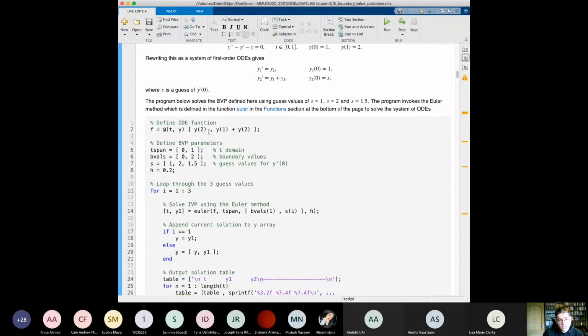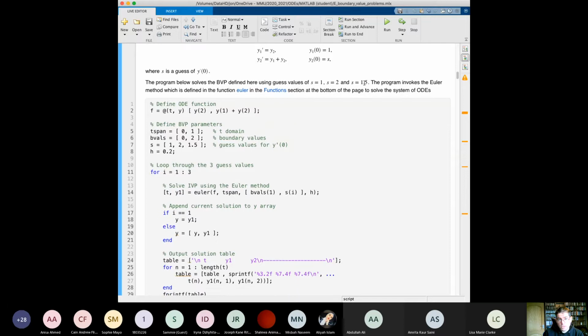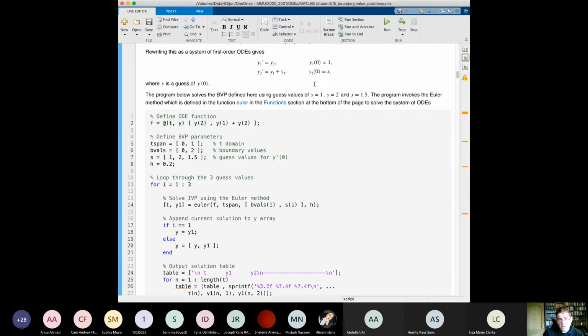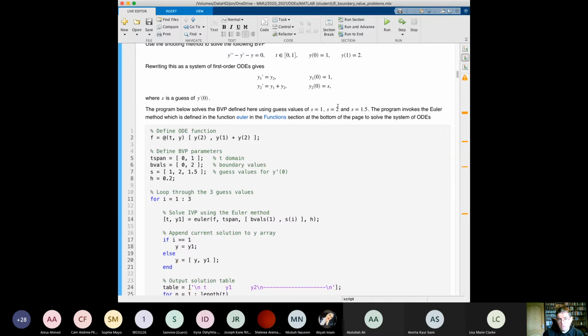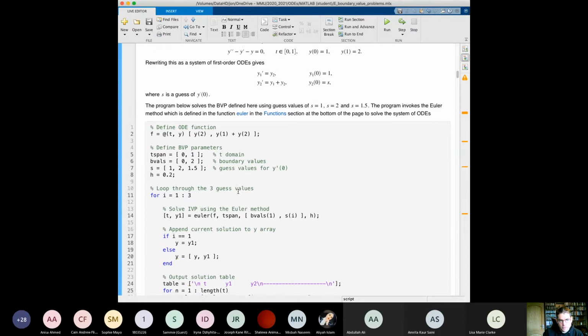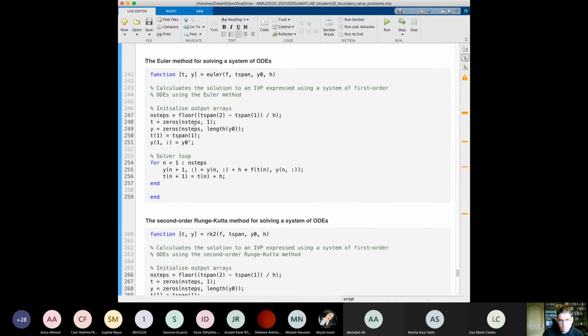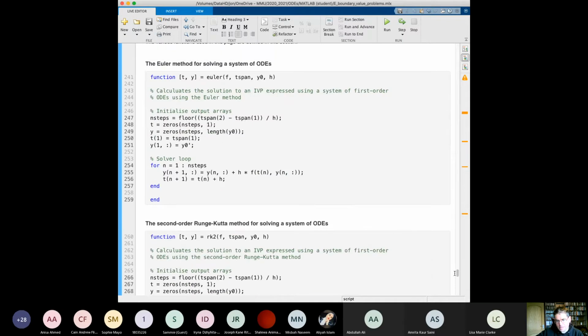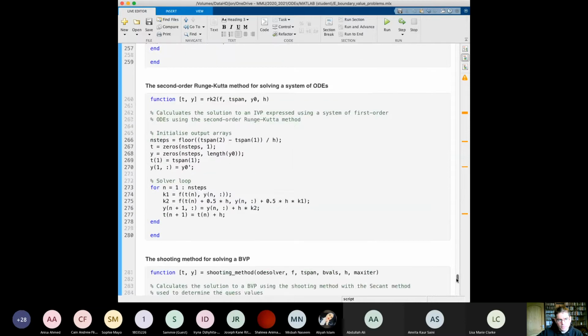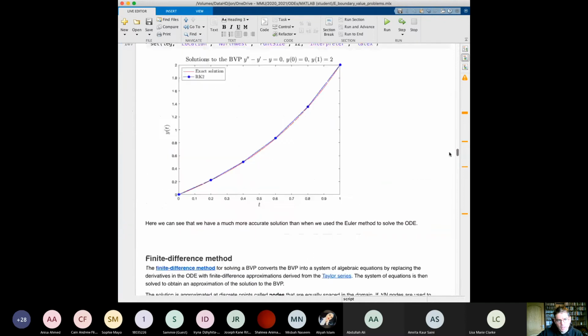So in this code, just below, I've used three different guess values for s. I'm using a guess value of 1 to start with, then I'm going to change it to 2, then I'm going to change it to 1.5. And I'm going to use the Euler method to solve the initial value problems. As we saw when I talked about stability, the function Euler is defined right at the bottom, because functions in MATLAB have to be defined at the bottom unless they're inline functions. You can see I've got another one for the second order solver, which I'll use in a minute.